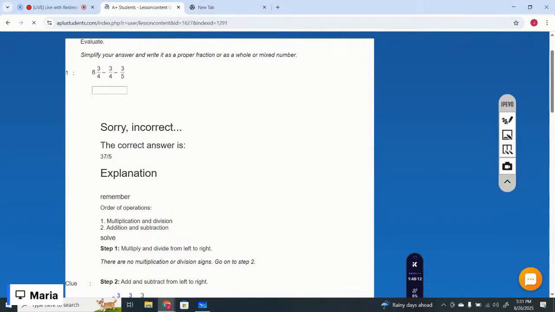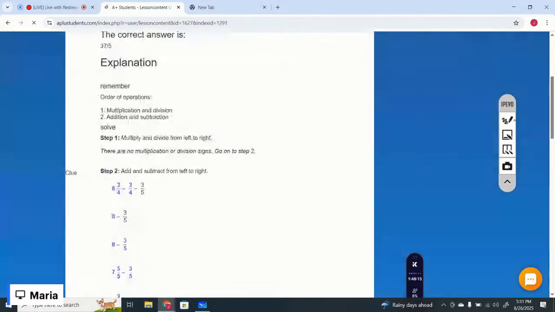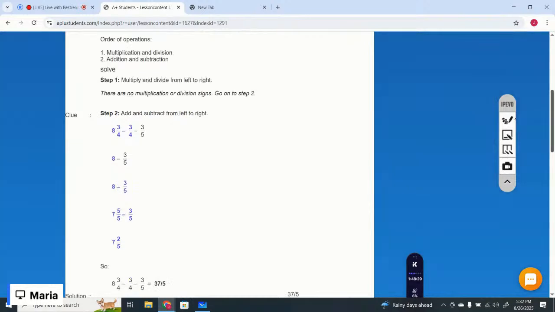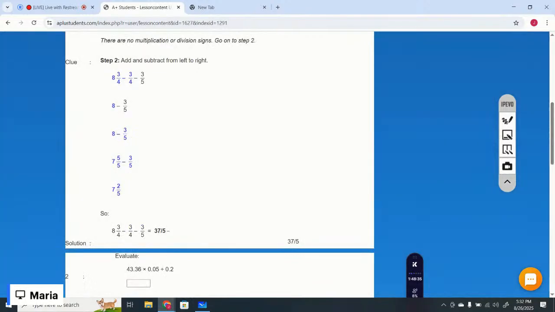Here we do not have any multiplication and division. We just go from left to right, right? So 8 whole 3 by 4 minus 3 by 4, that leaves 8. 8 minus 3 by 5. We can write 8 as 7 whole 5 by 5 minus 3 by 5. So that is 7 whole 2 over 5.